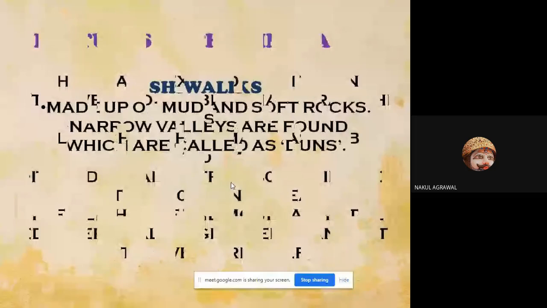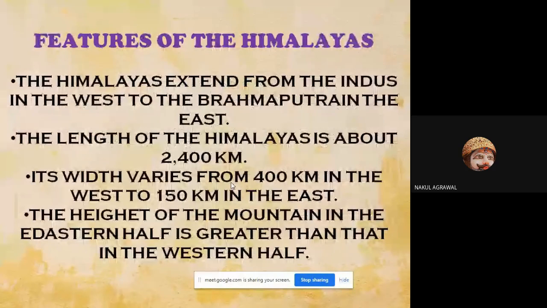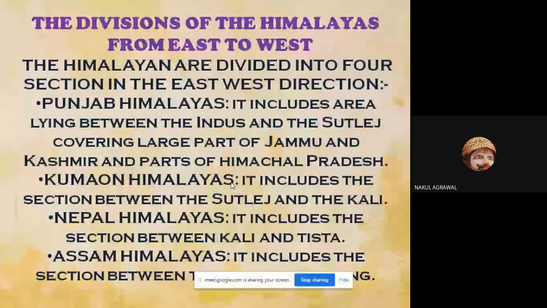Features of the Himalayas. The Himalayas extend from the Indus in the west to the Brahmaputra in the east. The length of the Himalayas is about 2,400 km. Its width varies from 400 km in the west to 150 km in the east. The height of the mountains in the eastern half is greater than the western half.